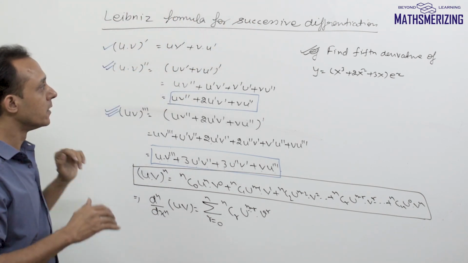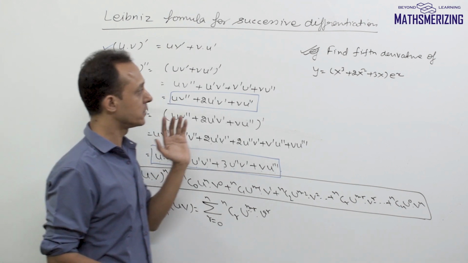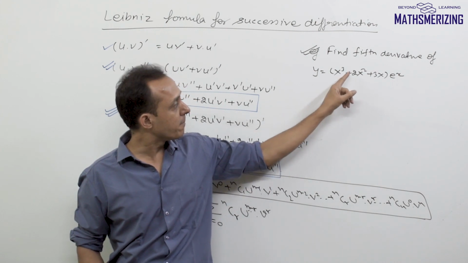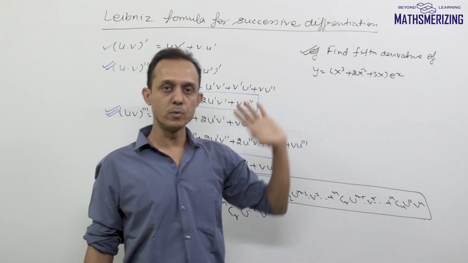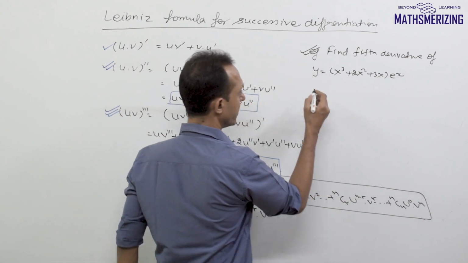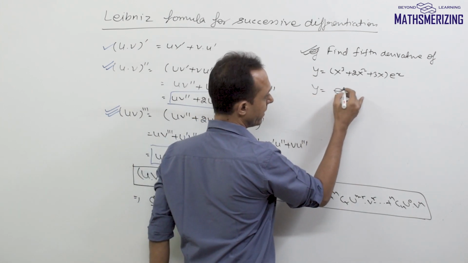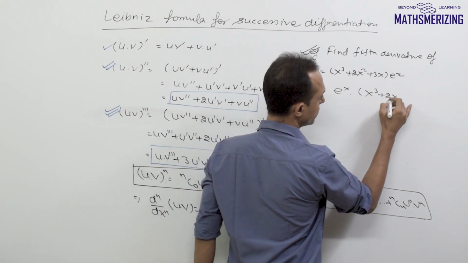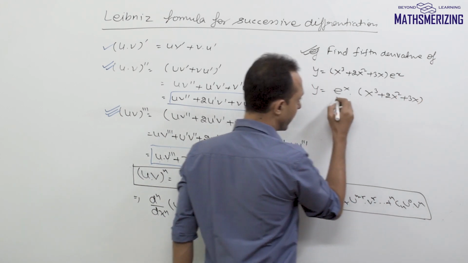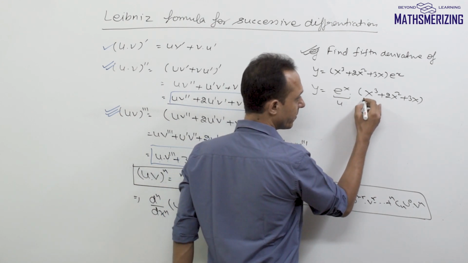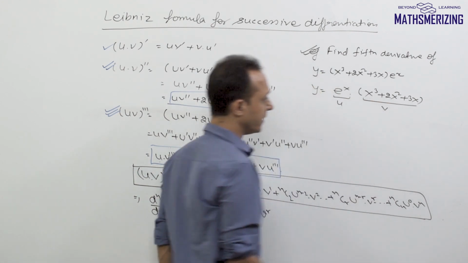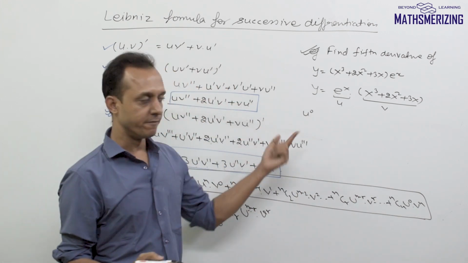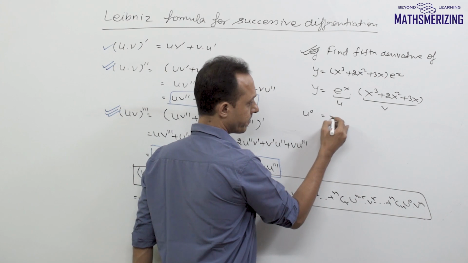So we'll straight away take up a question: find the fifth derivative of the function y equals x cube plus 2x square plus 3x into e to the power x. Actually I'll write it as y equals e to the power x into x cube plus 2x square plus 3x, and I'll take e to the power x as u, and I'll take this function as v. Now u to the power 0 is actually its 0th derivative, which is the same as e to the power x.